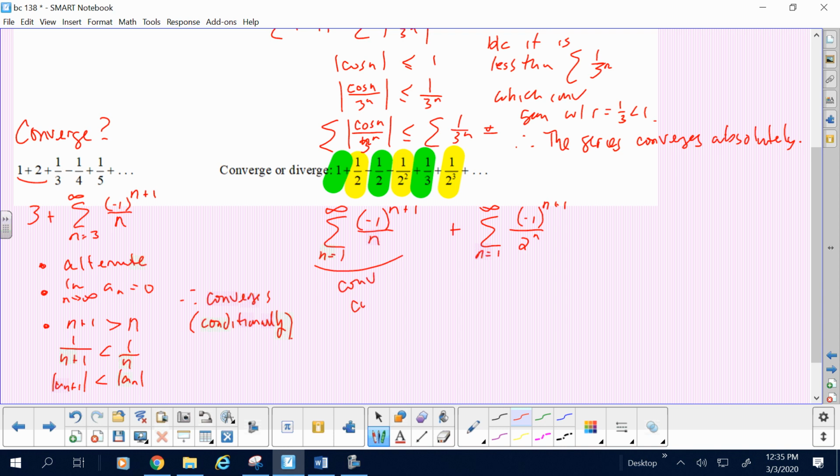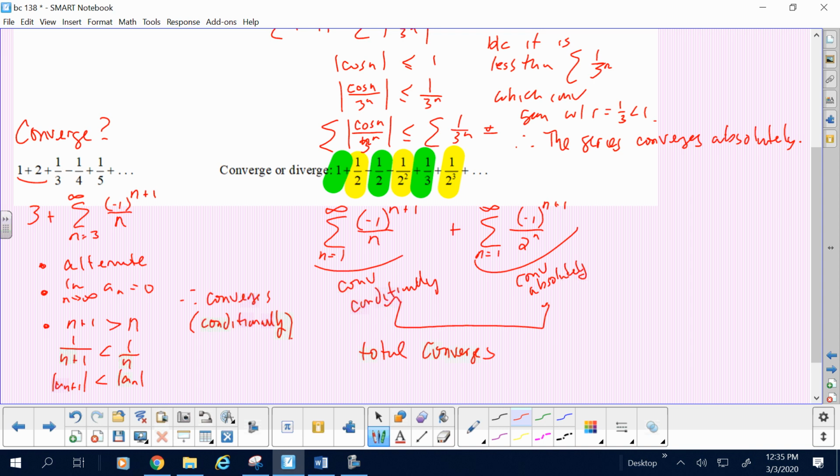Converge conditionally. We could prove that converges conditionally. What about this one? Converges absolutely. If I remove the negative, it would still be geometric, or I could just look at it as geometric. But if they both converge, then the total problem must converge. The total converges. Okay? All right.